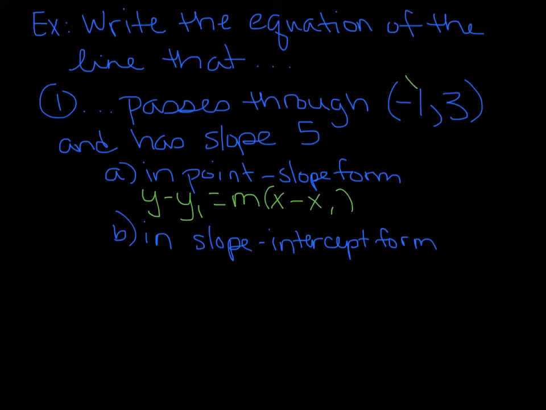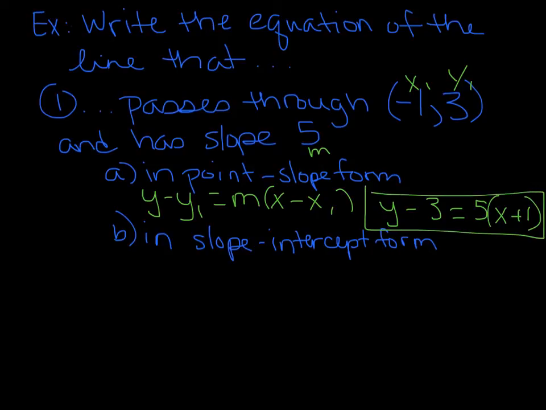In this case, we have x1 is negative 1, y1 is 3, and our slope m is 5. We are just going to write this as y minus 3 equals 5 times x. Since we have minus x1, and x1 is negative, it's going to become plus 1, and that is my answer in point-slope form. That one's nice and easy.